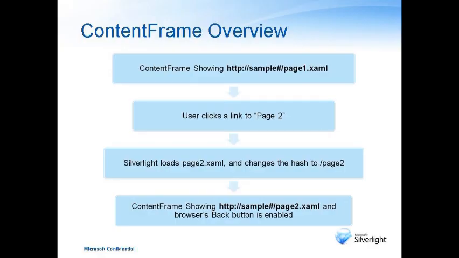When you click on a link that should take you to page 2, the Silverlight application loads page 2 and changes the hash code on the URI to page 2. So when the hash code changes, it doesn't unload your application or actually change the page. It just changes the state of the application, but it does add an entry to the travelog, which will enable the back and forward buttons to start working. And when that happens, the browser's back button is enabled.